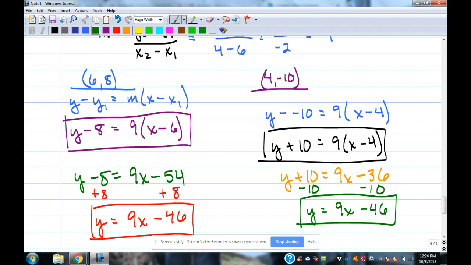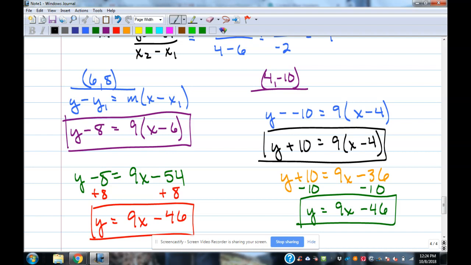No matter which ordered pair you picked, your neighbor can pick the other one, and you both should have the same slope-intercept form. With point slope form, pick one and work it. I'm not saying you got to do both of these. You should only do one of them. What you pick works. If your neighbor picks the other ordered pair, it works too. But you both should end up with the same slope-intercept form if you did things correctly. If you end up with different slope-intercept forms, you didn't do things right.